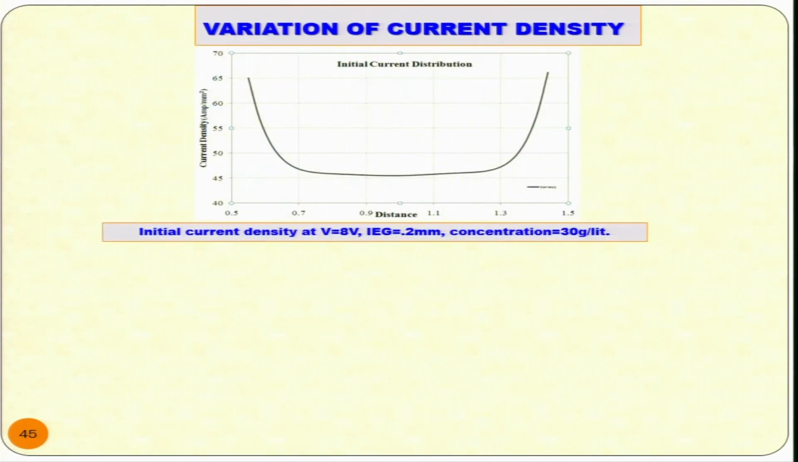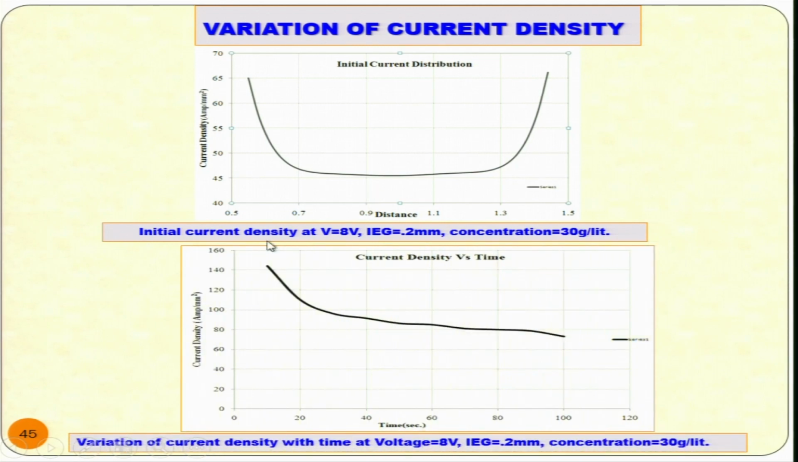Variation of current density. Current density is here, distance is here, as you can see here that continuously the current density is varying, and as the time increases the current density is decreasing, and this is the time given in seconds. So you can see here the variation of current density with time at voltage 8 volt, inter-electrode gap 200 micrometer, and electrolyte concentration 30 gram per liter.